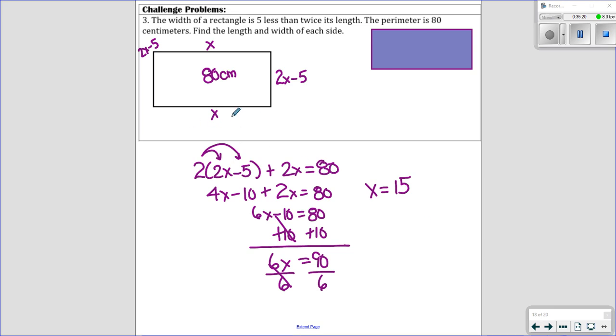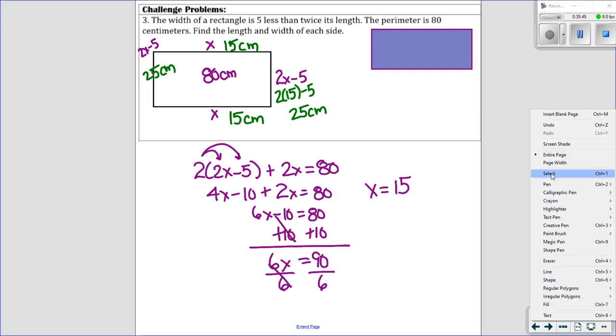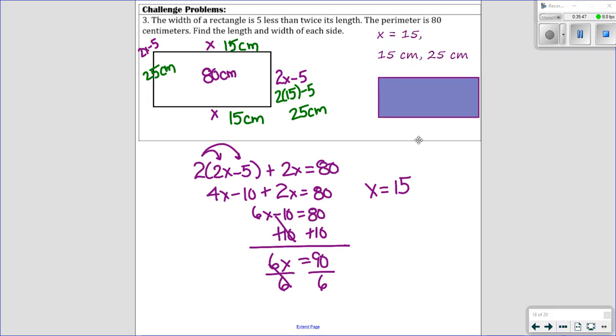So now we plug it in. This one's going to be 15. Is there a unit? Yes, centimeters. This is 15 centimeters. And then you plug this in. So this gives us 30, 30 minus 5, 25 centimeters. And this is also 25 centimeters. There you go.